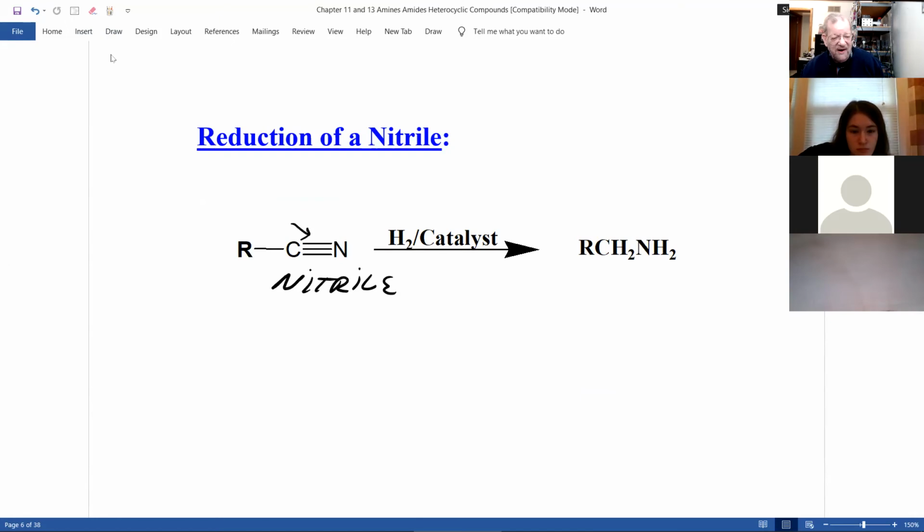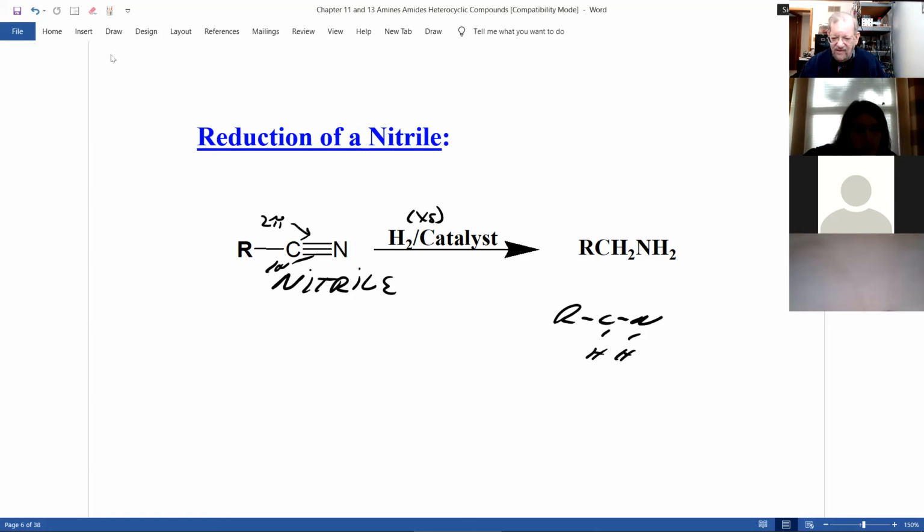And just like a carbon-carbon triple bond, you have 2 pi bonds and 1 sigma bond. And you learn with carbon-carbon triple bonds, you add hydrogen, a catalyst, and I don't have it here, but it should be excess. You break the 2 pi bonds. I can write it this way. And you make a primary amine. And this is probably one of the best ways to make a primary amine, by hydrogenation of nitriles.